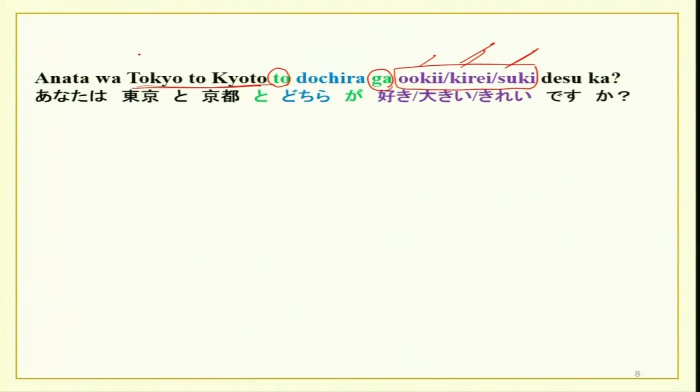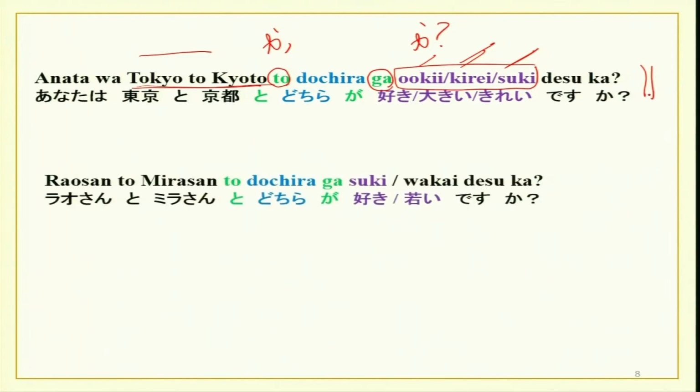You can also say Tokyo ga suki desu ka? Kyoto ga suki desu ka? Same question in this manner. Now, Rao-san to Mira-san to dochira ga suki or dochira ga wakai? Comparing to, now it is people.